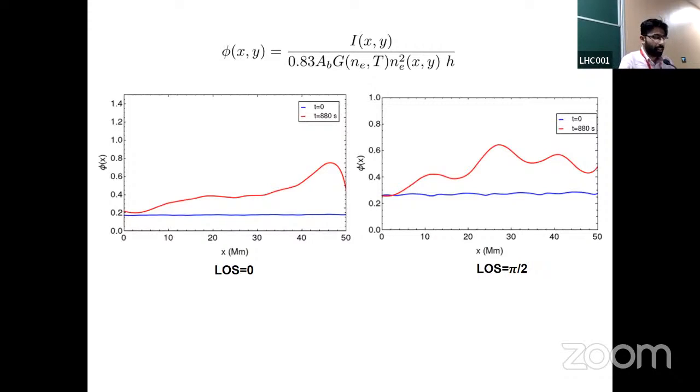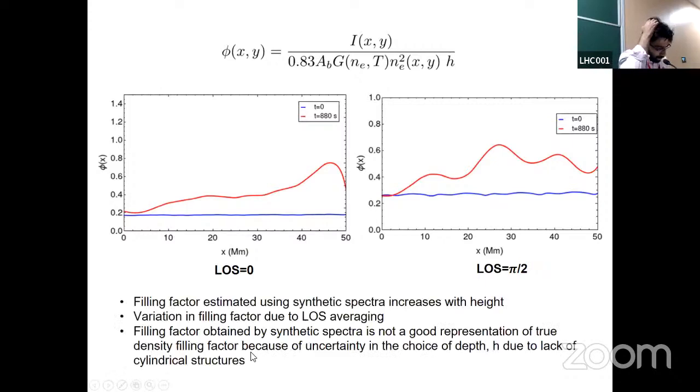For some lines of sight, you have more strands along your line of sight, and fewer strands along other lines of sight, and that's why you get these differences in the filling factor here. But overall, the increase in the filling factor along height is seen in the forward model images. What we have learned is that the method we have been using to compute the filling factor, using this ratio of observed versus expected, may not be a very good representation because there are a lot of line of sight effects.